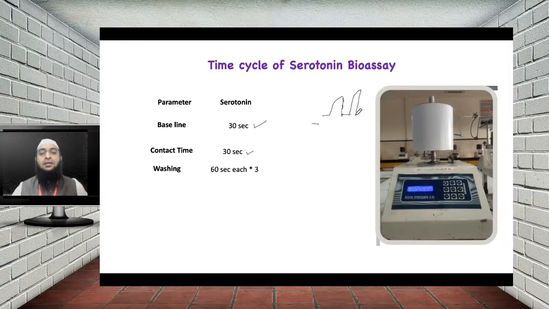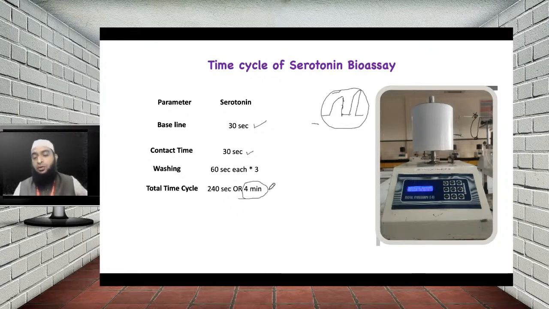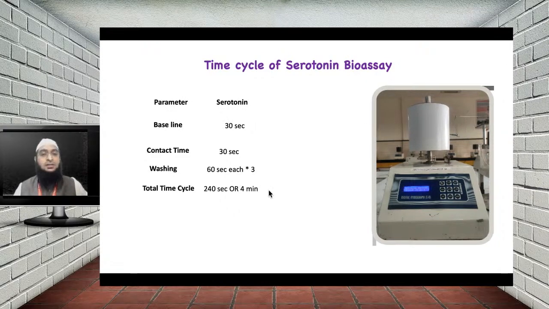the 30 seconds, then give the 3 washings, and this is how you are going to record the dose response curve of the serotonin. So washing of 60 seconds each, so the total time cycle looking at this will be 240 seconds, or just 4 minutes. So the total time cycle is reduced by the 30 seconds, that is 240 seconds, or that is the 4 minutes. So this is about the time cycle of the serotonin bioassay that we have to follow every time whenever we are taking the responses of the serotonin.